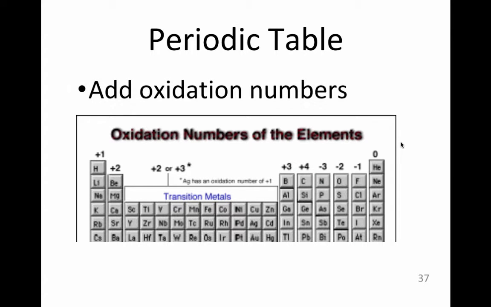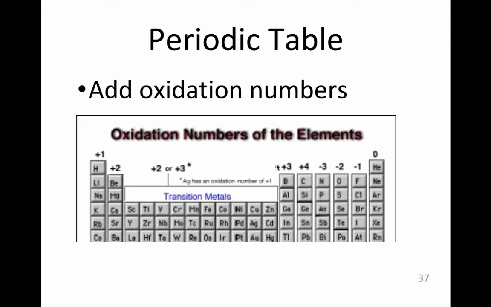So in the periodic table, you're going to add the oxidation numbers, and I realize this is a little difficult to see, but above group 1, you're going to put a 1 positive or 1 plus. Above group 2 is a 2 positive. Groups 3 through 12 have variable oxidations, but most of the time they're going to be a 1, 2, or 3, and they are always positive.